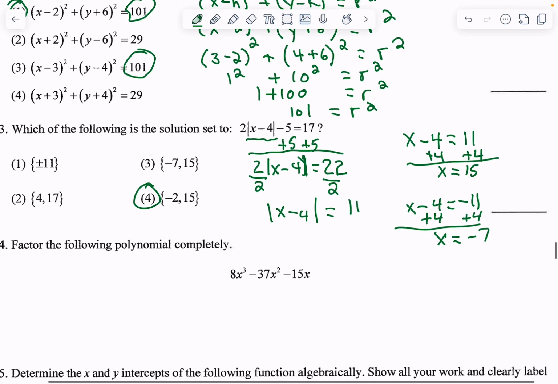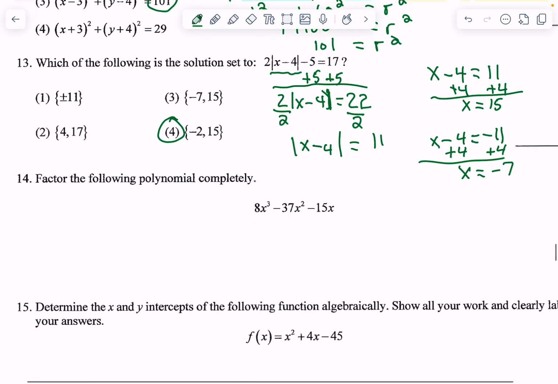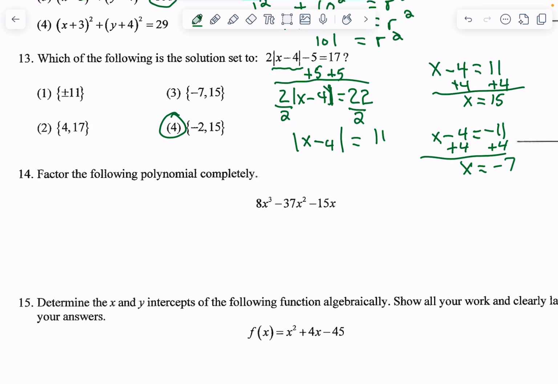All right, let's see the next one. Factor the following polynomial completely. All right, so the first thing I always say, look for a common factor. 37, I believe, is a prime number. But we have an x common in that one, an x common in that one, an x common in that one. So the first thing we want to do is take out an x.